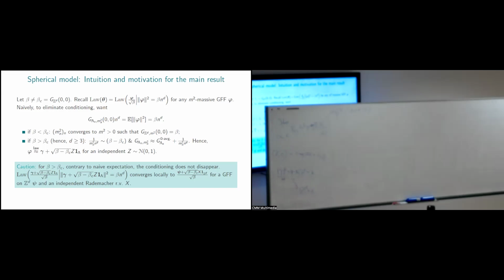So instead of making all these steps precise, we directly start by working, instead of with gamma and some normal, with gamma plus this Rademacher constant.